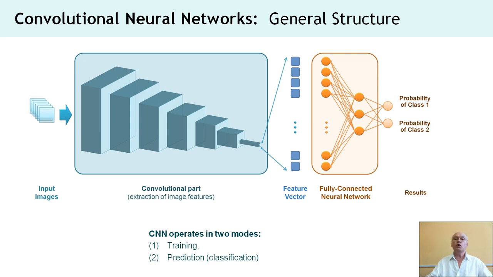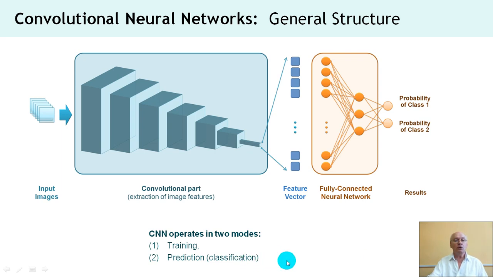So prediction: once we have properly trained the neural network to categorize images into certain classes, we can use it for prediction. In this mode, we supply a certain image to the input. The first part does its work because it's already pre-trained. It produces a feature vector, and then the second part just produces the probability of this image belonging to this class. So that's prediction, or simply the classification part.